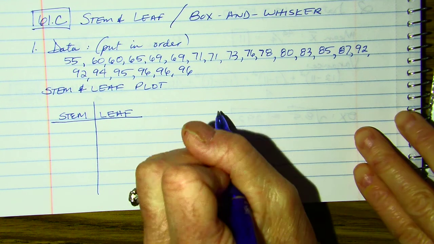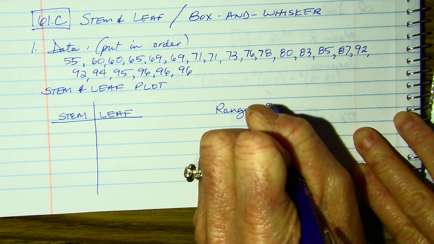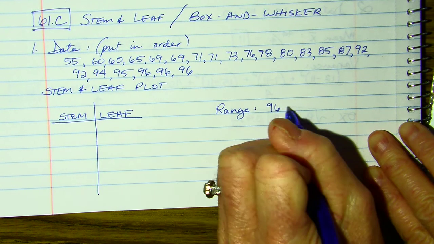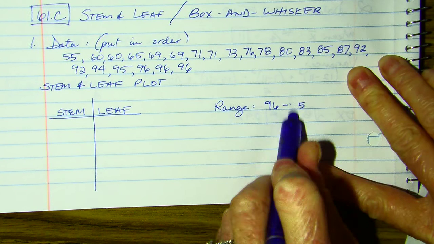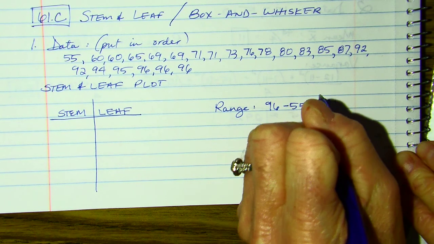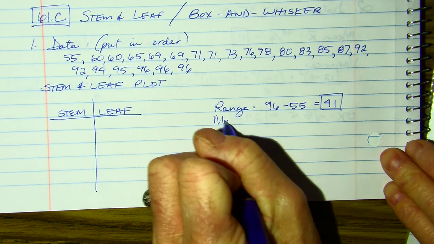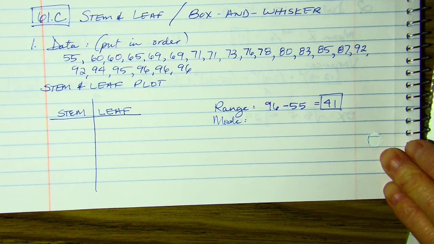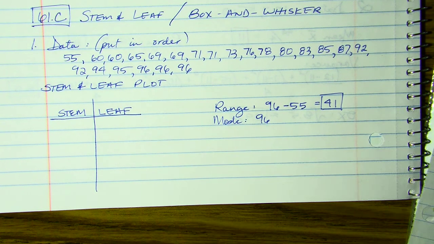First, I'm going to calculate my range just in case they ask. 96 is our largest number, minus 55, which would give me a range of 41. If they ask for the mode, just as review, that would be the number that occurs most often. There are 3 96s, so that would be the mode.